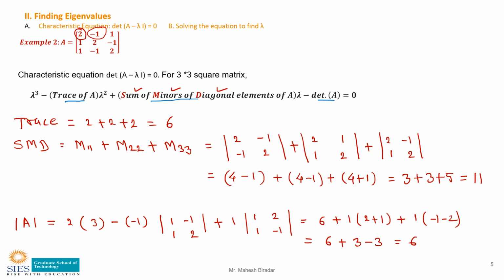So according to the rule, we can now write the characteristic equation, which is lambda cube minus trace of A, 6, into lambda square plus SMD, 11, lambda minus the value of the determinant, 6, is equal to 0. If you enter this equation in a calculator, we get lambda equal to 1, 2 and 3. Thank you.